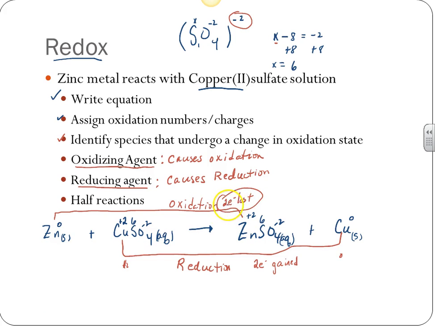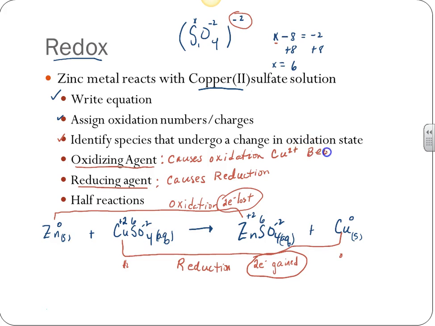Right. So they're lost from the species that was oxidized, and they're gained by the species that is reduced. So as zinc becomes oxidized, the reason it's oxidized is because it's interacting with copper. So copper technically is the agent, that copper 2 specifically is the agent that caused zinc to become oxidized. What happened to the agent? What did copper do? It reduced.